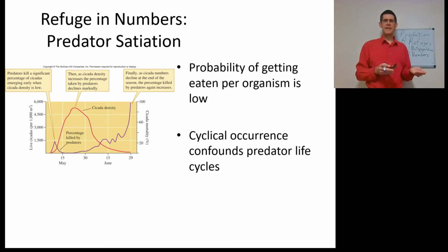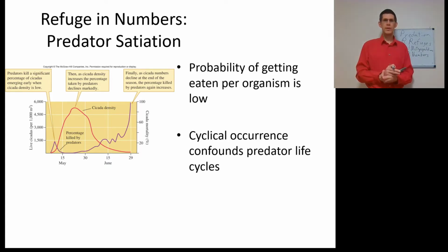Your probability of being eaten per organism is relatively low if the number of prey is relatively high. And a cyclical occurrence of prey, in the case of cicadas, it's a prime number. You'll notice that most of the cicada species are prime number species. And the 17-year, the 13-year, the 19-year cicada, these are prime numbers because it confounds the predator life cycle. There's no predator that can have a life cycle equal to that unless it is precisely equal to that.